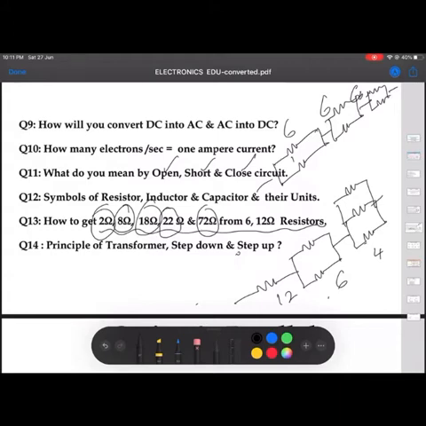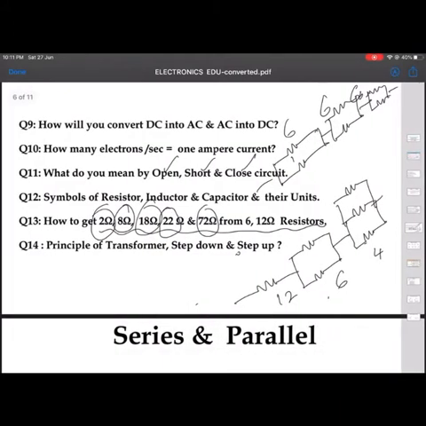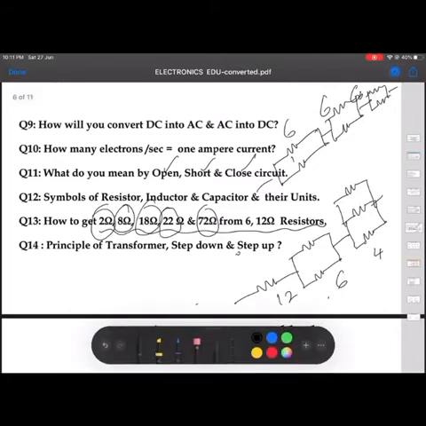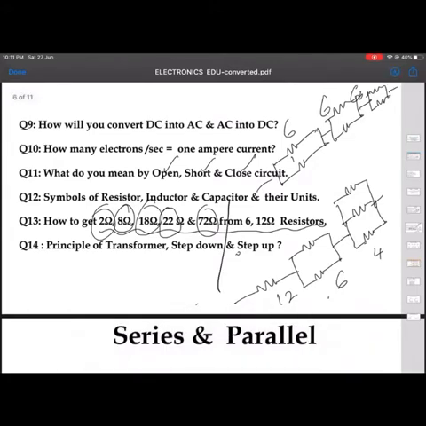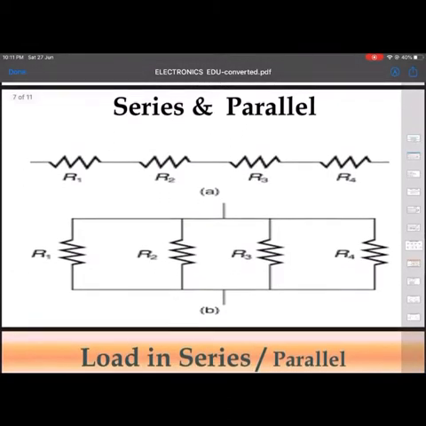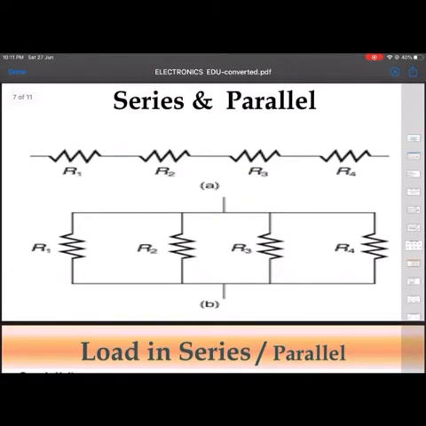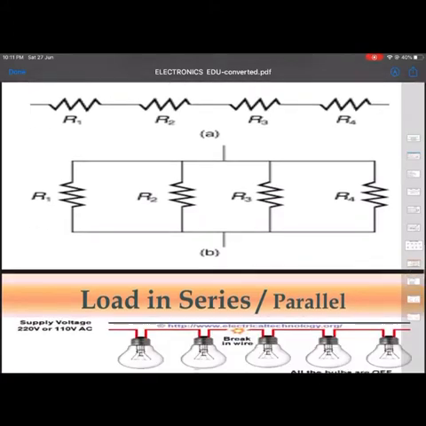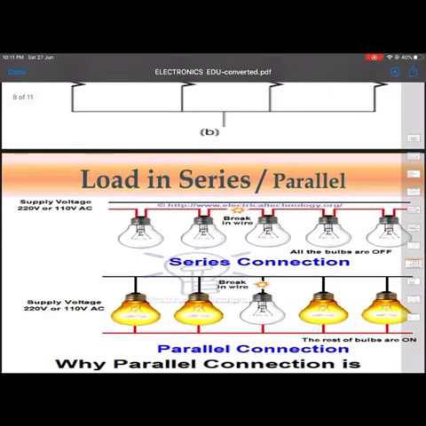I hope the concept is clear. This is a very interesting thing here. The resistances are in series R1, R2, R3. Resistance parallel R1, R2, R3, R4. We know series parallel combination. There's nothing special. But when we see the same thing in terms of load, these bulbs are connected in series and these bulbs are connected in parallel.